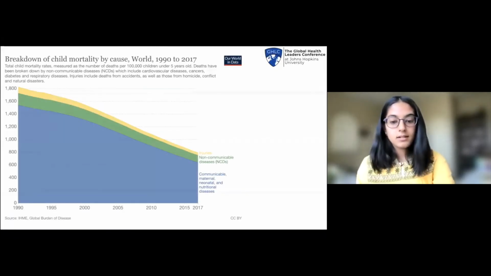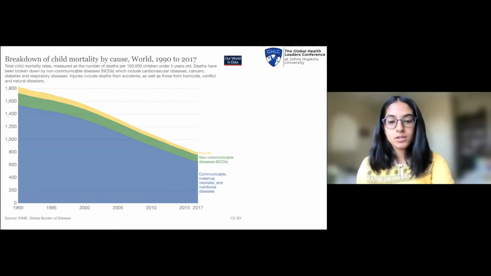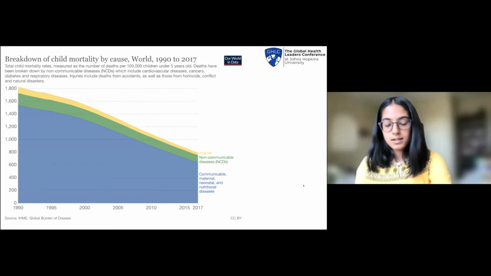So here I have a graph that shows the breakdown of child mortality by cause, and as you can see, the majority of deaths are due to diseases. Now, perhaps the most troubling part is the fact that the vast majority of these deaths can be easily prevented using simple, cost-effective measures. And later in this presentation, I will break down the major causes as well as prevention tactics.